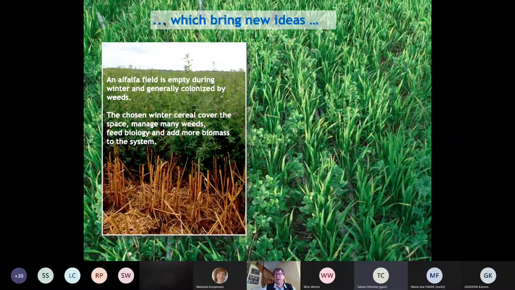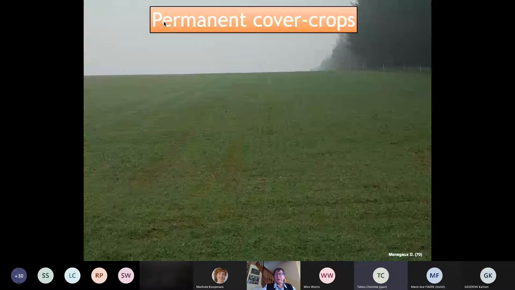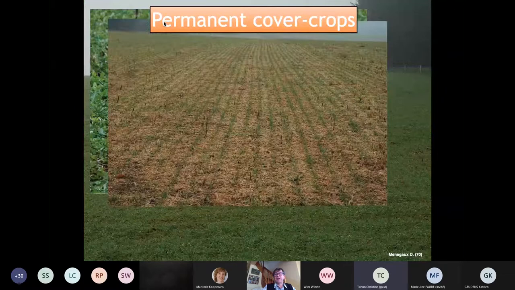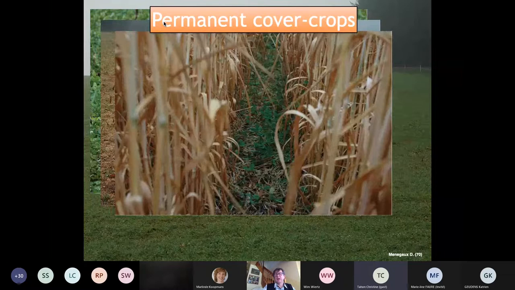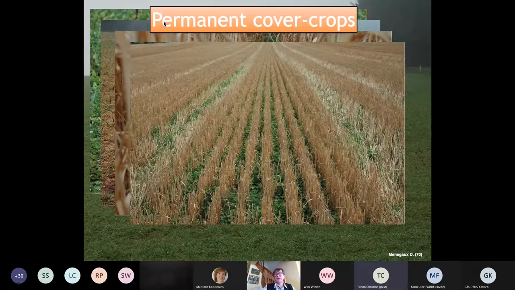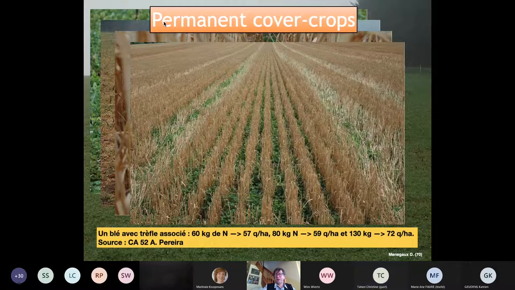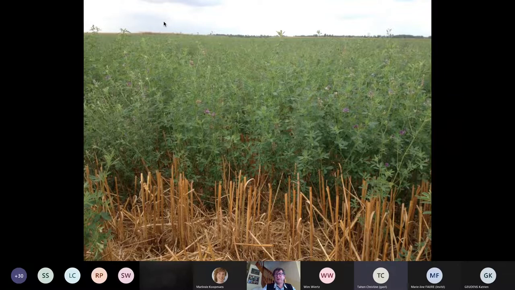So it's using alfalfa as a permanent cover crop for different crops, just trying to keep the field green all the time. It's quite challenging to manage, quite hard to do with no herbicide. But the idea is that when you harvest, the cover crop is already there, growing. So why not? But this is hard on management. But maybe you can have a second cut of forage afterwards.